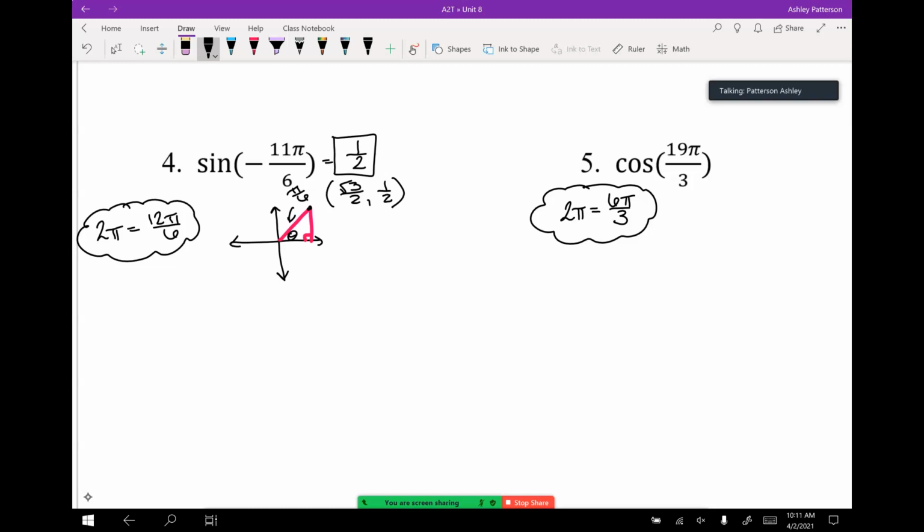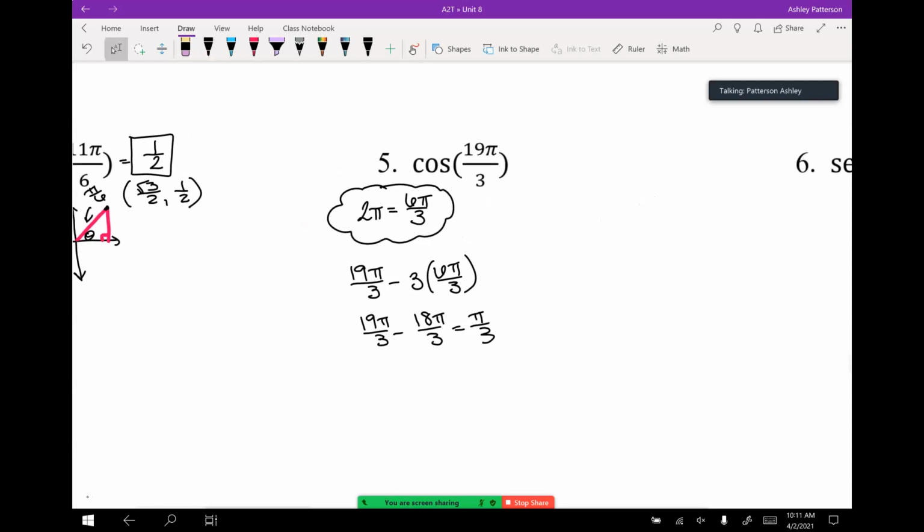Nice job. So if we have 19 pi over 3, and we subtract 3 6 pi over 3s, what we're doing is taking away 3 revolutions. We're taking away 18 pi over 3 so that we can see what we're dealing with. And in this case, it's just pi over 3. Now, the given radian measure is positive, so I'm going to rotate counterclockwise, and I end up in the first quadrant.